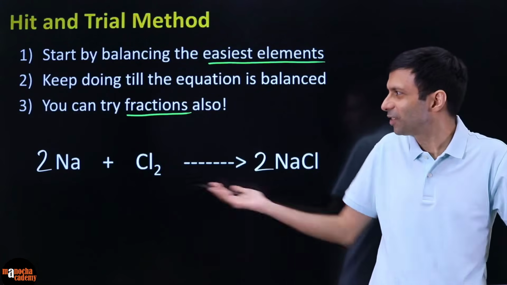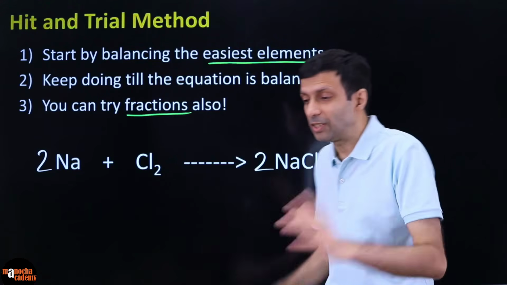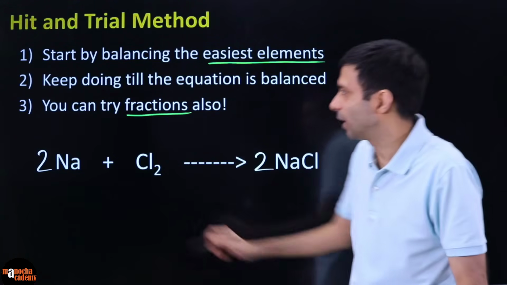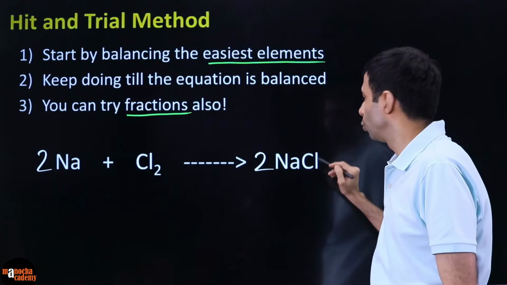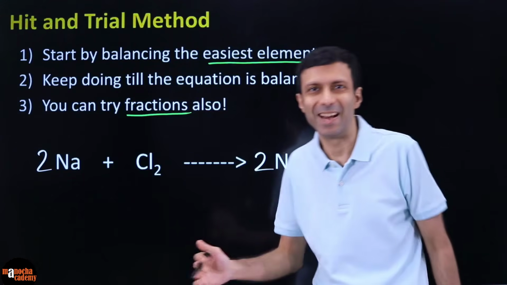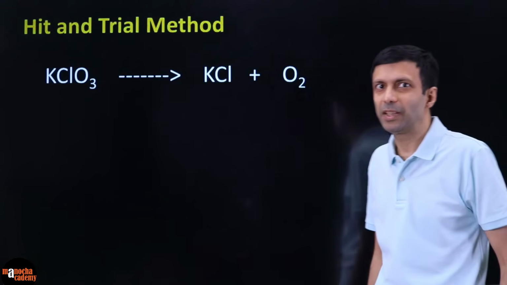That's it. So that's all the hit and trial method. But since you don't have the nice table, please do a double check. 2 sodium, 2 sodium. 2 chlorine, 2 times 1 chlorine, 2. Done. Do you guys want to try this one with the hit and trial method?